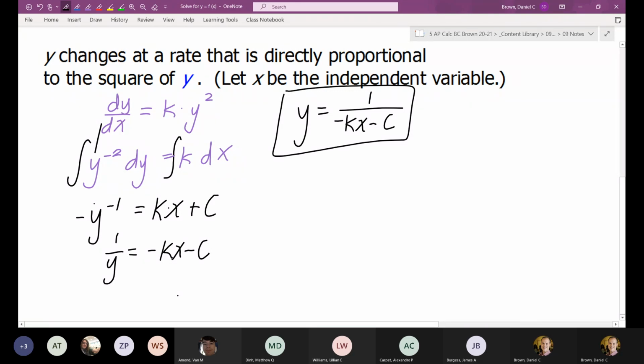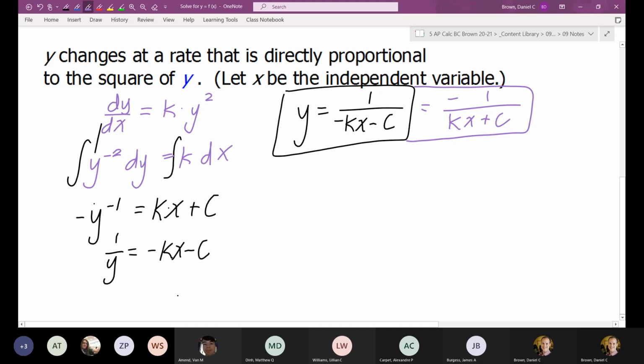Again, we like talking about equivalent general solutions. You could imagine factoring out that negative 1 in the denominator. If I factor out that negative 1 in the denominator, then I have the general solution of negative 1 over kx plus c. Again, that is a valid and equivalent answer.